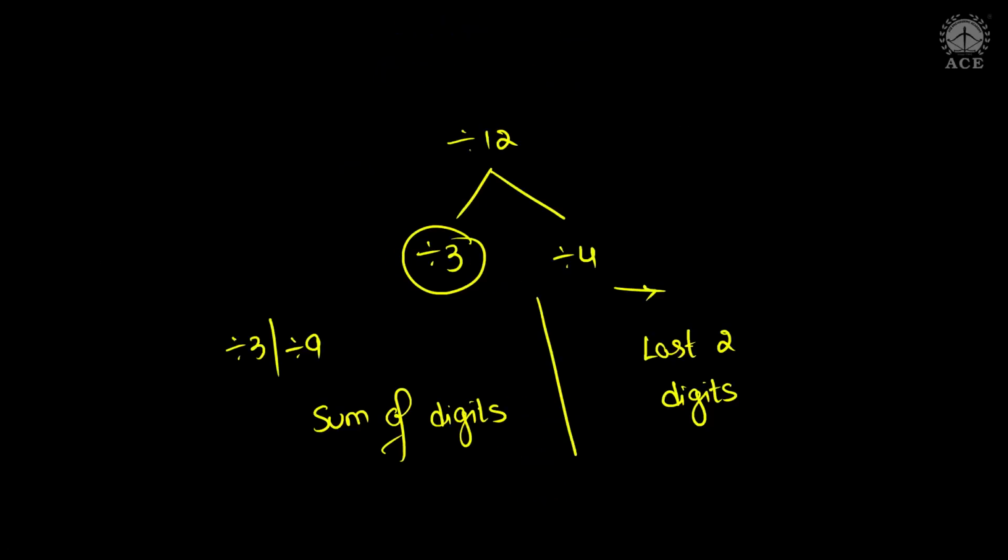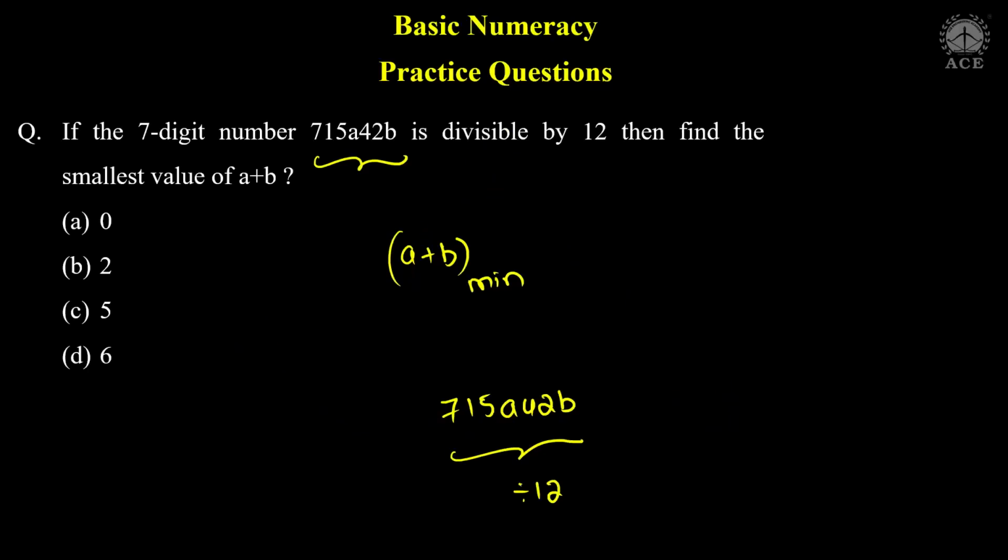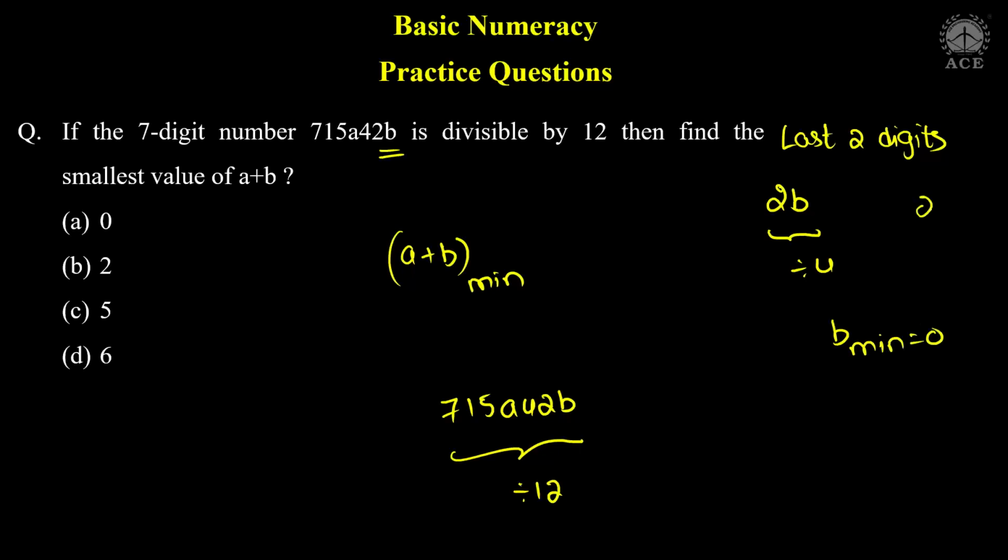I'm showing you here the divisibility by 12 rule. It should be divisible by 3, it should be divisible by 4. For divisibility by 4, we have to take the last two digits. The last two digits are nothing but 2b, right? For divisibility by 4, the last two digits are sufficient. So the last two digits are nothing but 2b, and it should be divisible by 4. That means b's minimum value is 0. If b is 0, it is 20, and 20 is divisible by 4.